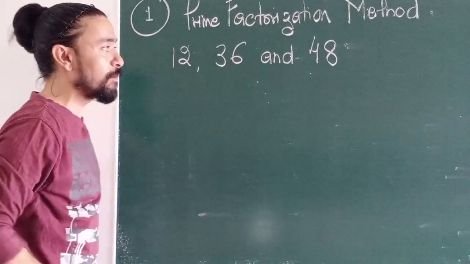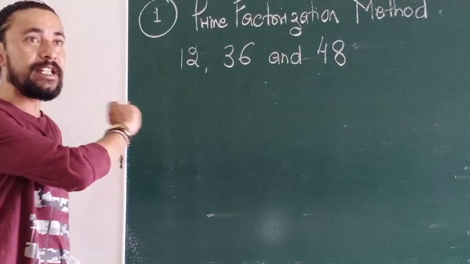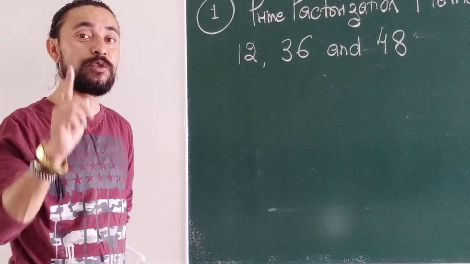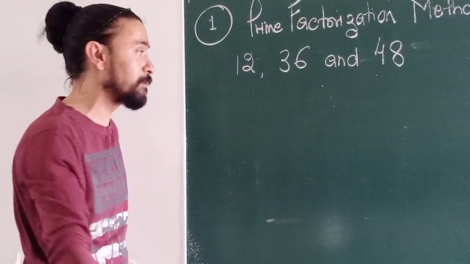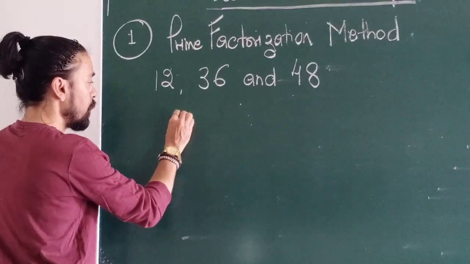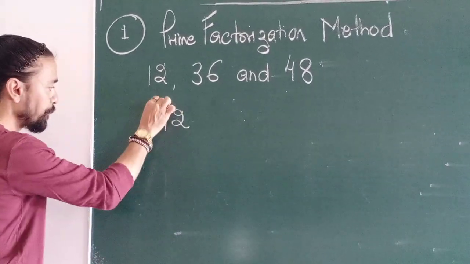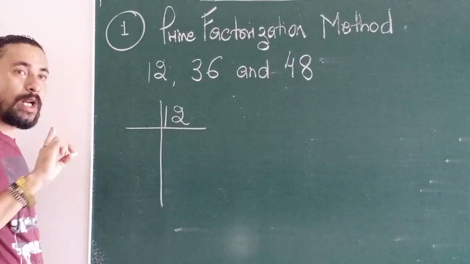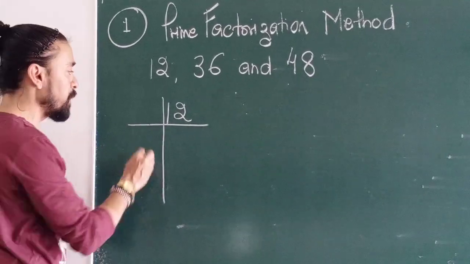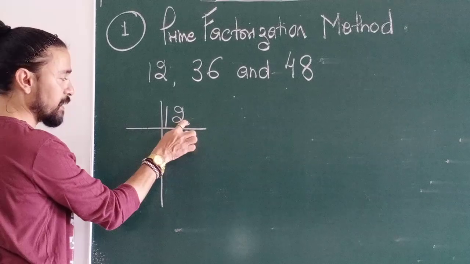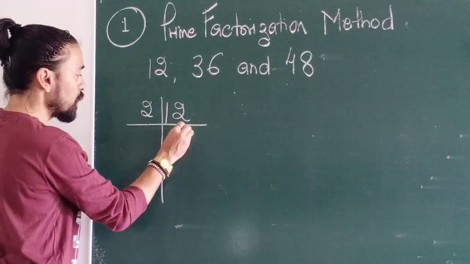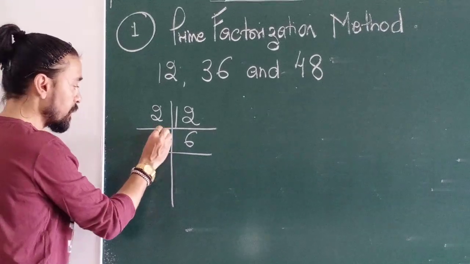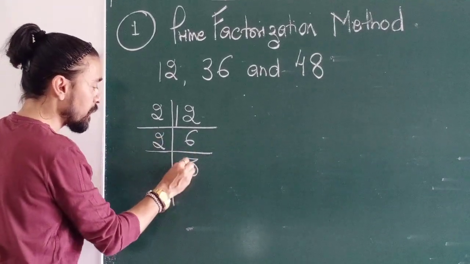Prime factorization method, again I've got 3 numbers and again I have to factorize them. Now when I'm factorizing them, I have to remember I only use prime numbers. So 12, and I start factorizing 12, only using prime numbers. 1 is not a prime number. The first prime number is 2. Does 2 go in 12? It ends with 2, yes. 2 6s are 12. Does 2 go in 6? Yes. 2 3s are 6.